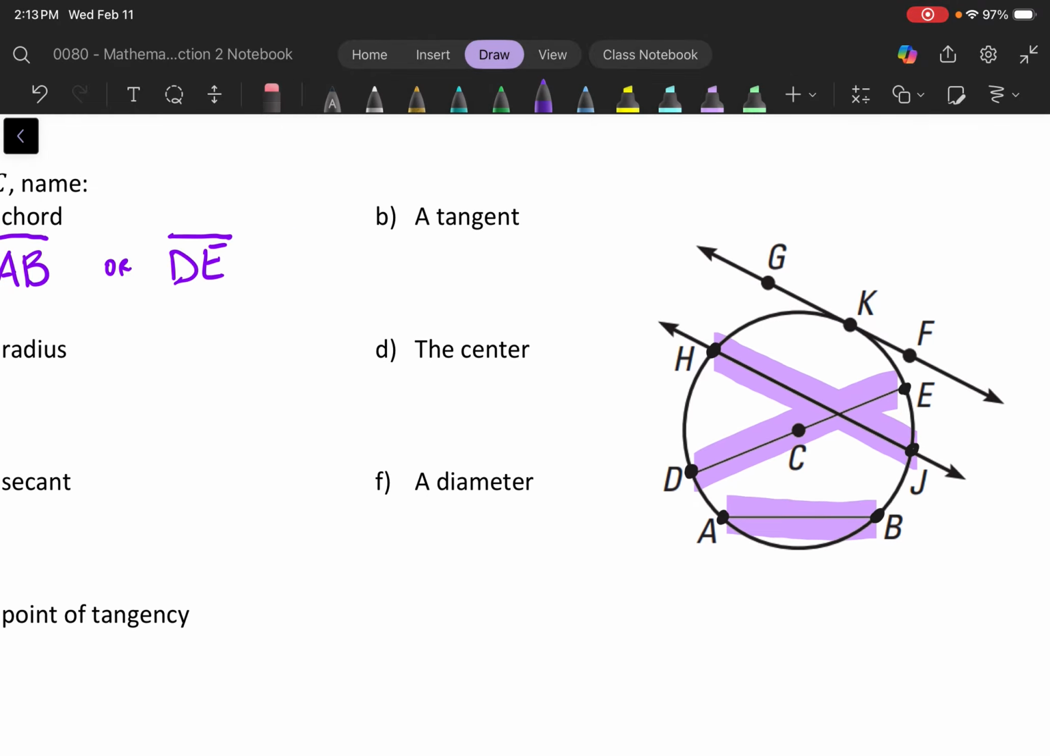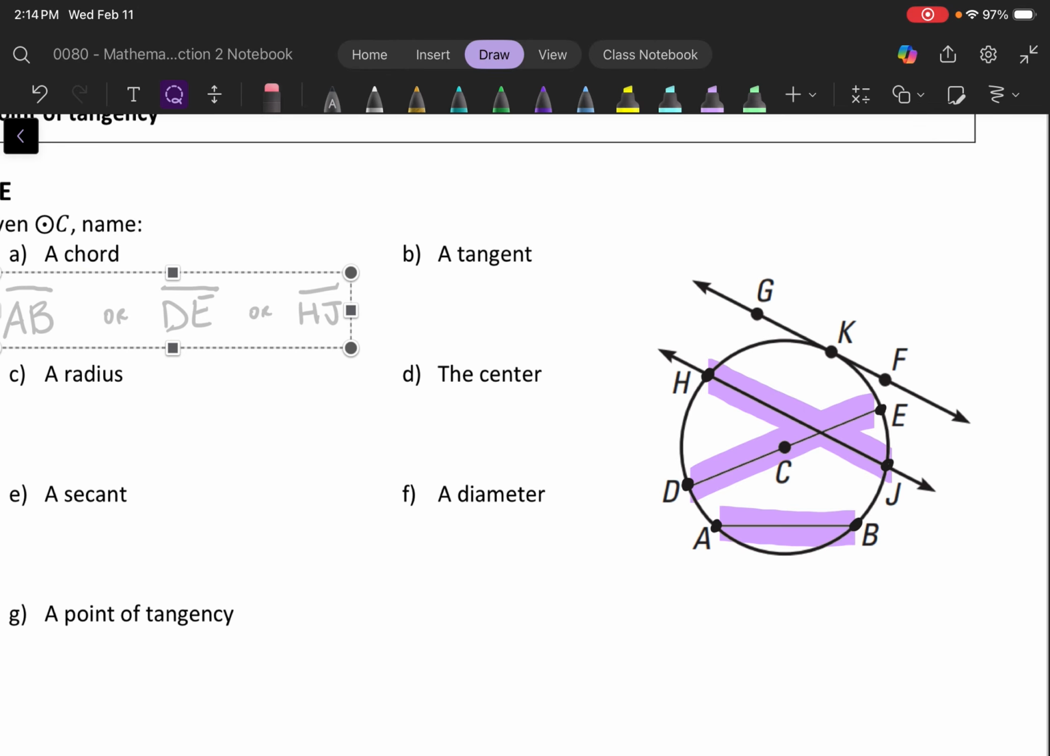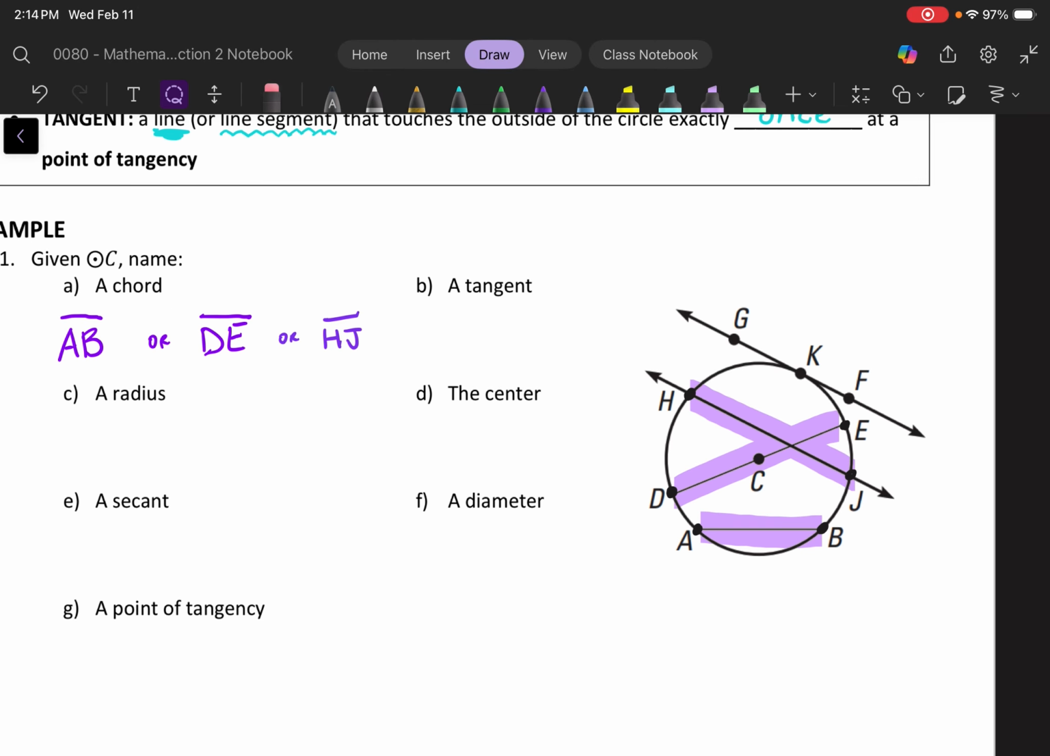Okay, so if I'm talking about a chord, I also have this third option of line segment HJ. Again, this question only asked us for a single chord. Saying AB would have been enough. Saying DE would have been enough. But I just wanted to talk about all of the possible chords in this diagram, just so you understand where the possibilities lie.